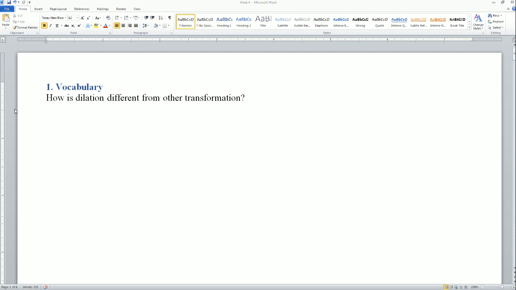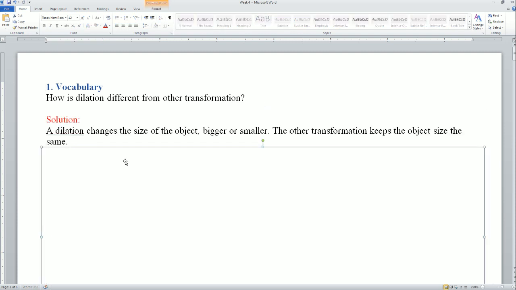So what we have here is number one, it is a vocabulary question. It asks, how is a dilation different from other transformations? So the answer would be, a dilation changes the size of the object, bigger or smaller. The other transformations keep the object size the same.